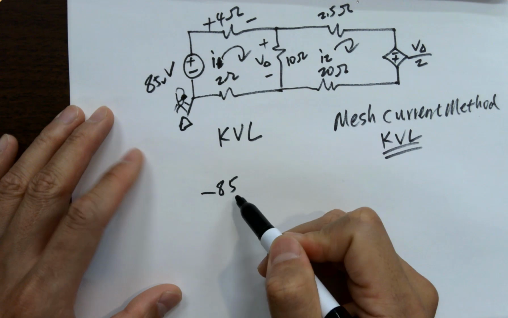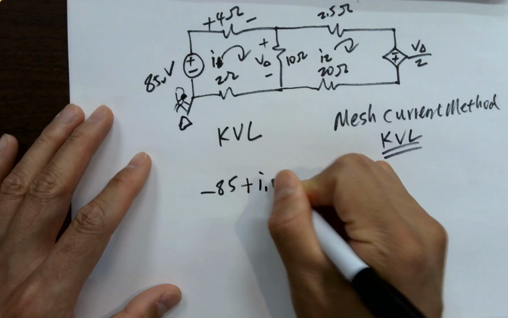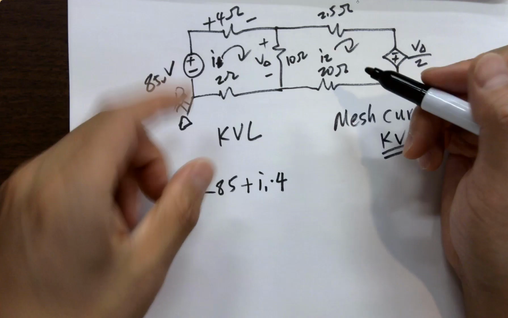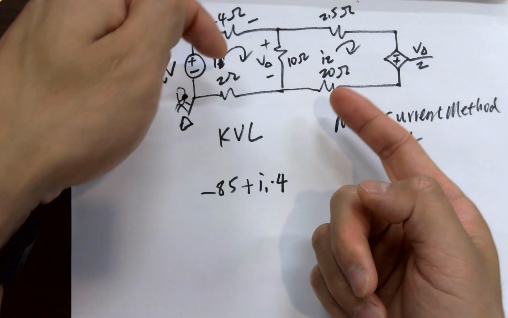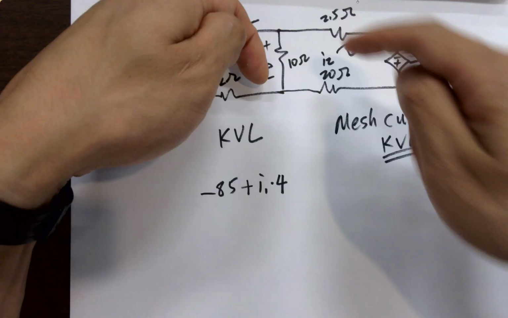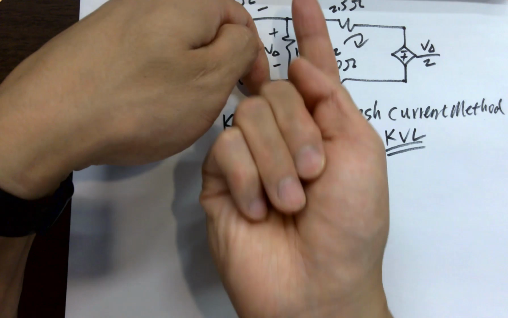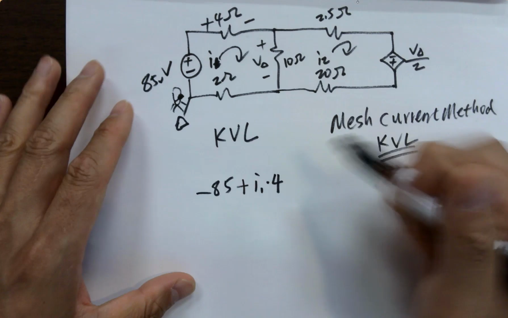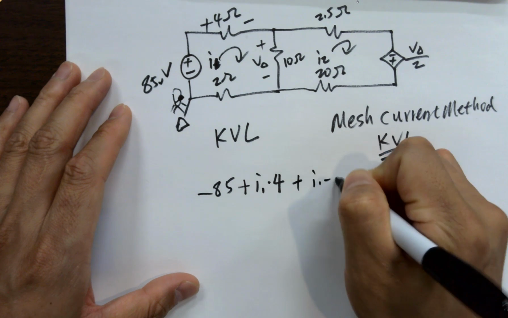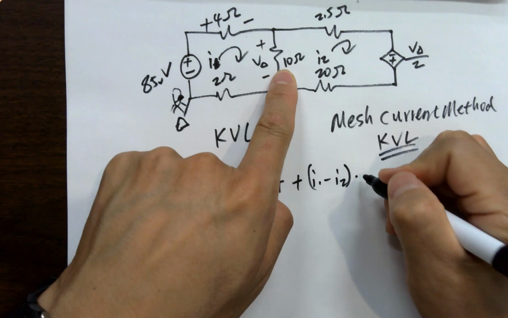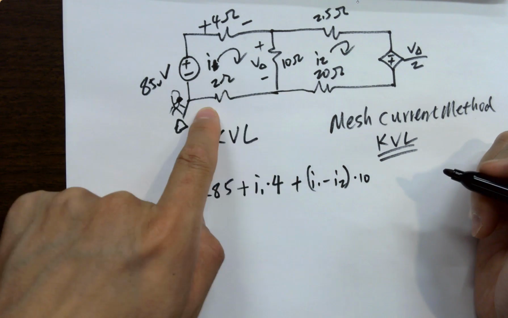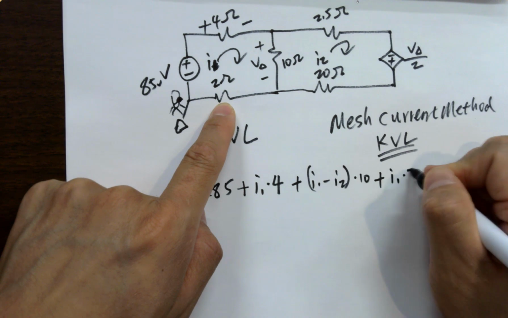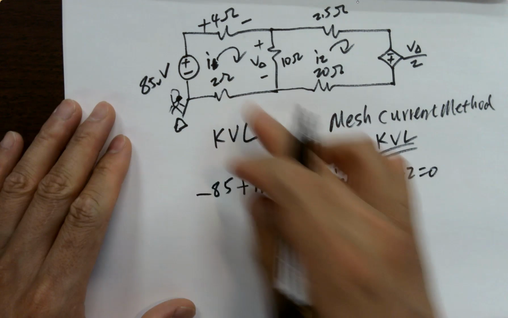And that will be minus 85 plus I1 times 4 ohms. And now it comes down here, right? The overall effective current going down will be I1 minus I2, because I2 is going to go up. So it is I1 minus I2 times 10 ohms, and then come back here plus I1 times 2, which is 0, right? So that's the first mesh.